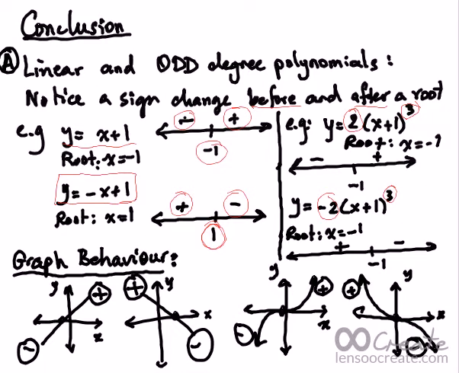And that is the graph behavior. Notice how with a linear function, the graph behaves like a line. It just crosses through. Whereas with odd degree polynomials, at the root, you notice a change in curvature. That is very important to notice and to draw when you are drawing these functions. So we have a change in curvature before and after the root.